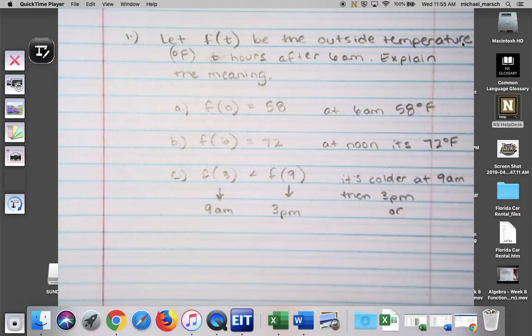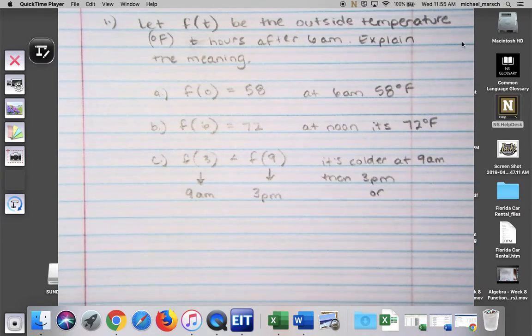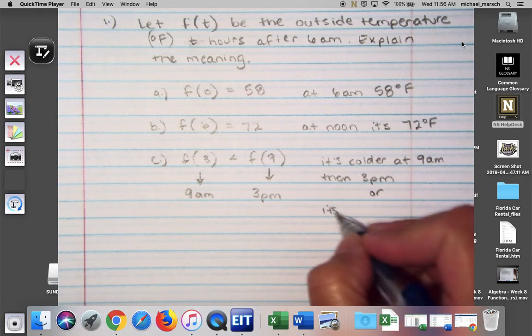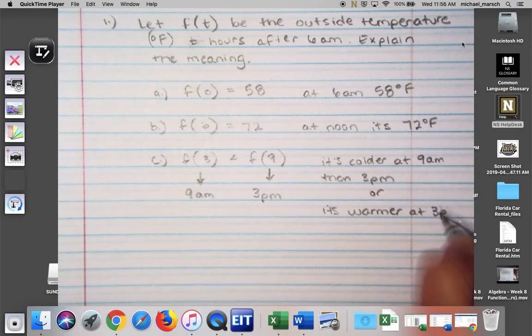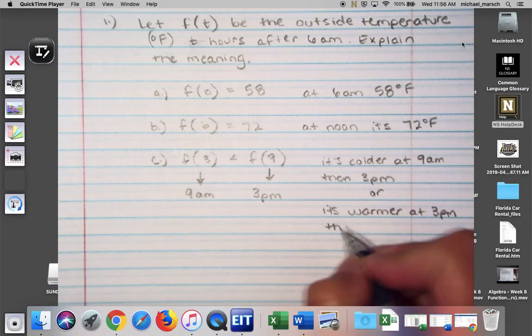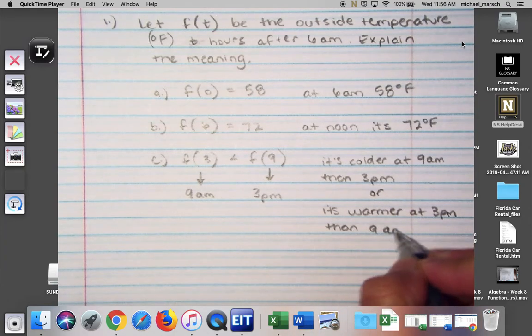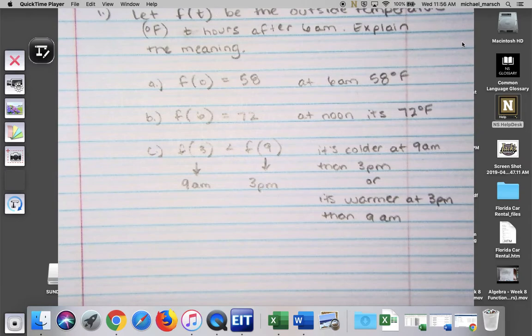Or how else could you interpret that? It'd be saying the same thing, just maybe your mind goes to this rather than that. What do you think, Bryce? 3 p.m. is warmer than 9 a.m. Yeah. So if this was a quiz and I was asking you to interpret those, I would accept both those answers, right? It's just how you're looking at it. Both things are true.